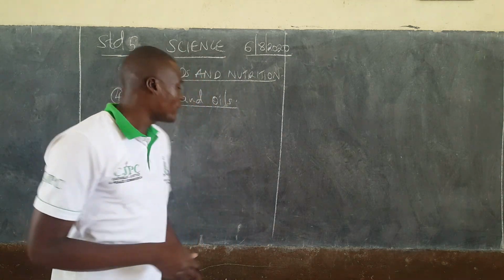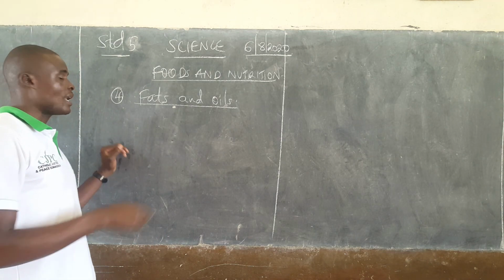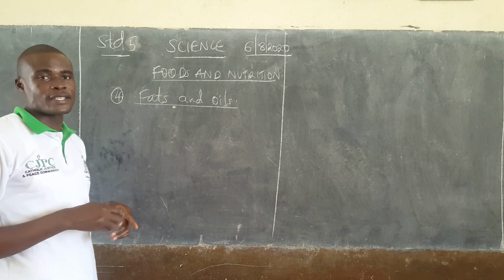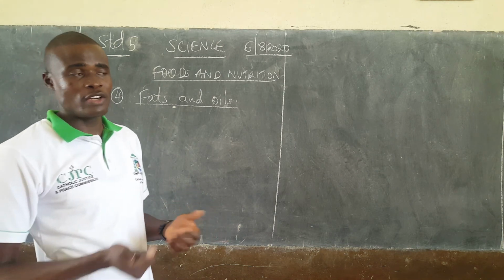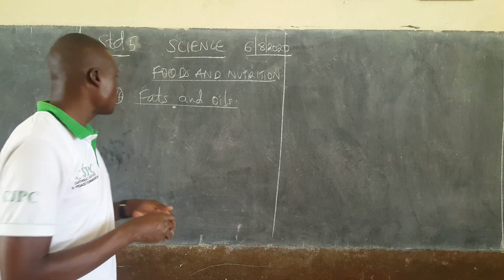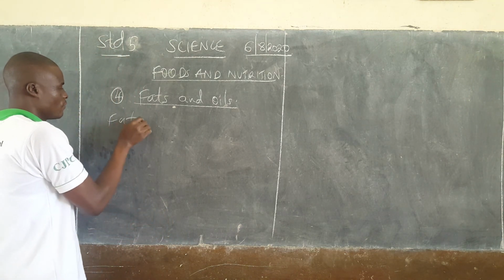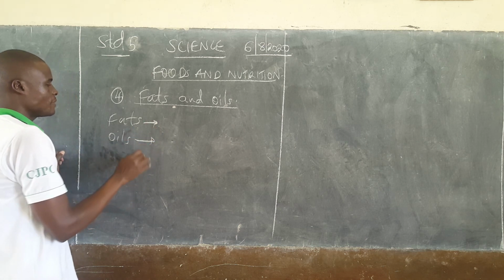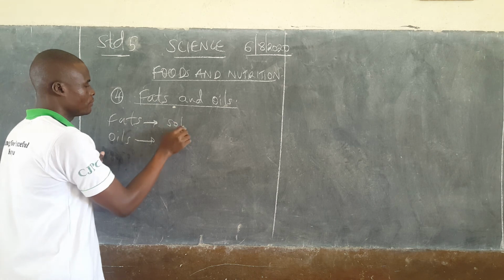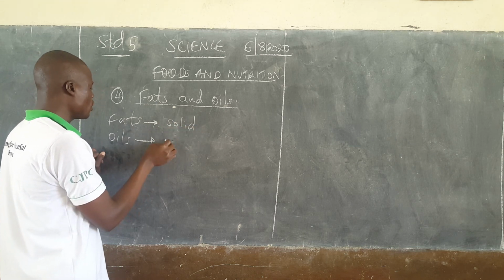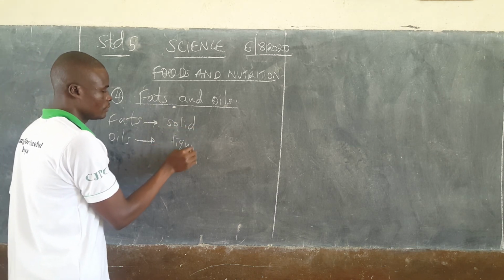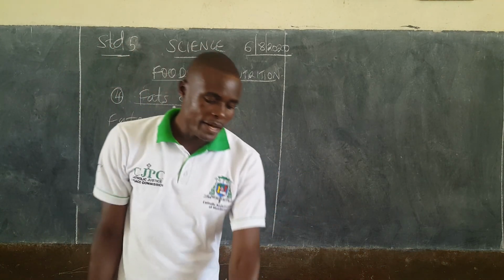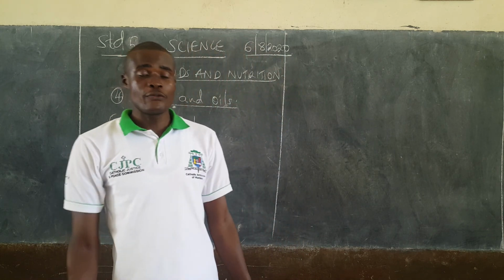So we go very fast, Lana, to number 4. Number 1 was proteins, number 2 was carbohydrates, number 3 was vitamins, and now we are in number 4, that is fats and oils. So what is fats? We need to ask ourselves, when we talk of fats and oils, what is the meaning of that? Fats are in solid form, and oils are in liquid form. I think you have mentioned that here you can easily get the meaning. Some are in solid form and some are in liquid form.